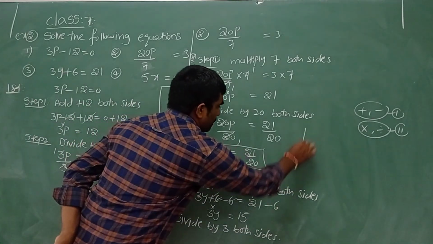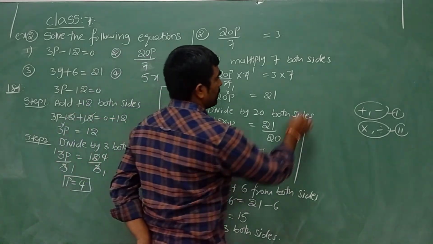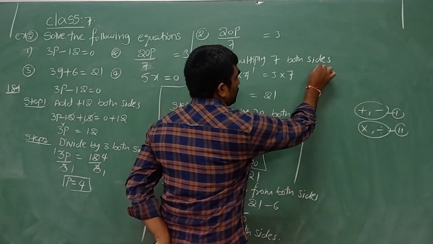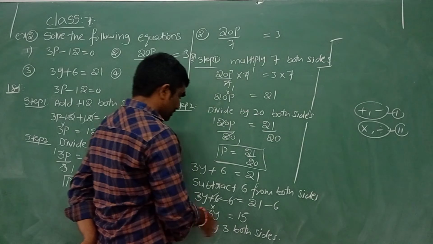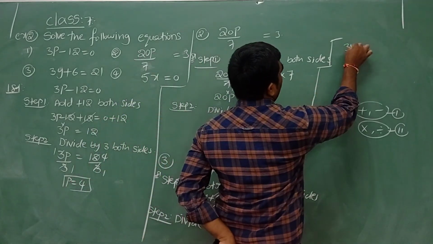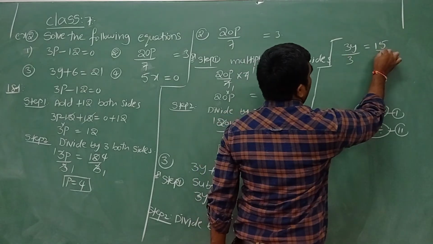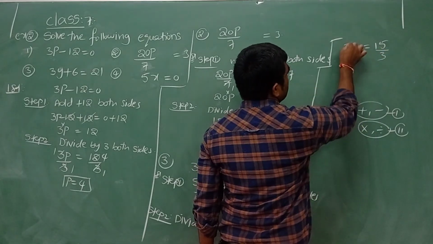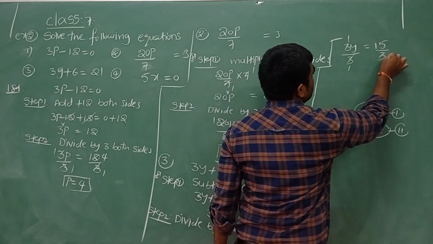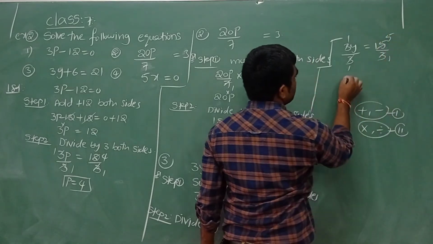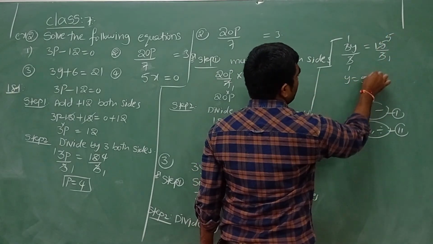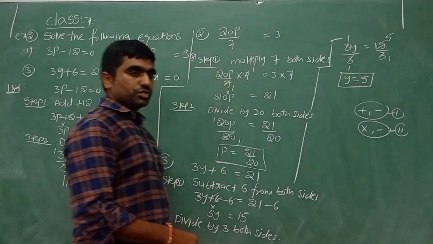So let me continue here now. 3y is equal to 15. So LHS will divide by 3, even RHS also divide by 3. 3 ones are 3, 3 fives are 15. Both are possible to simplify. I got y is equal to 5. So y is equal to 5 is the solution.